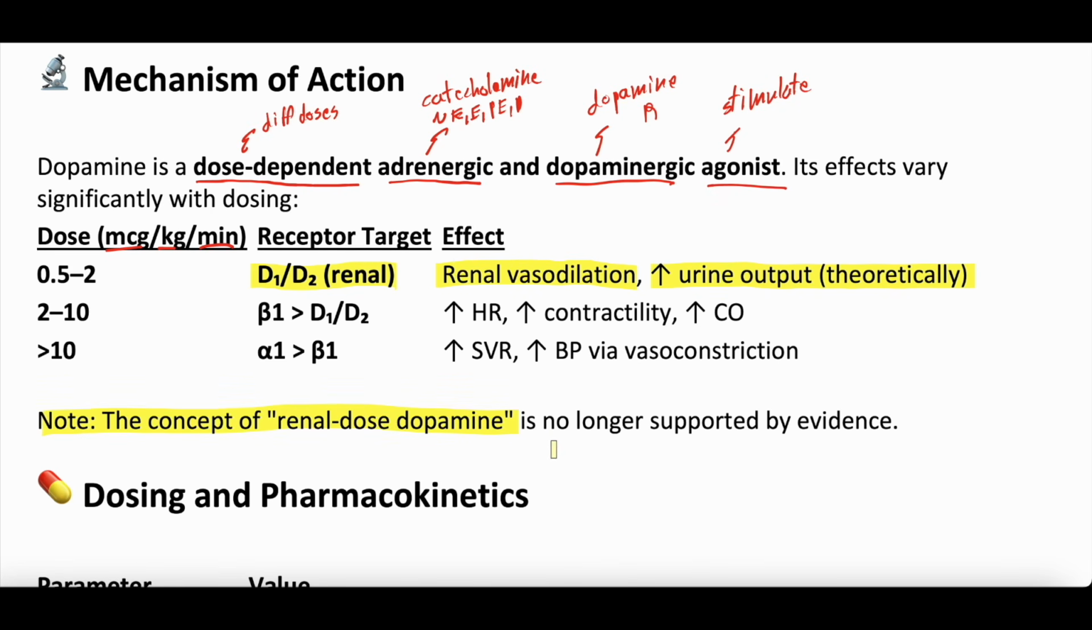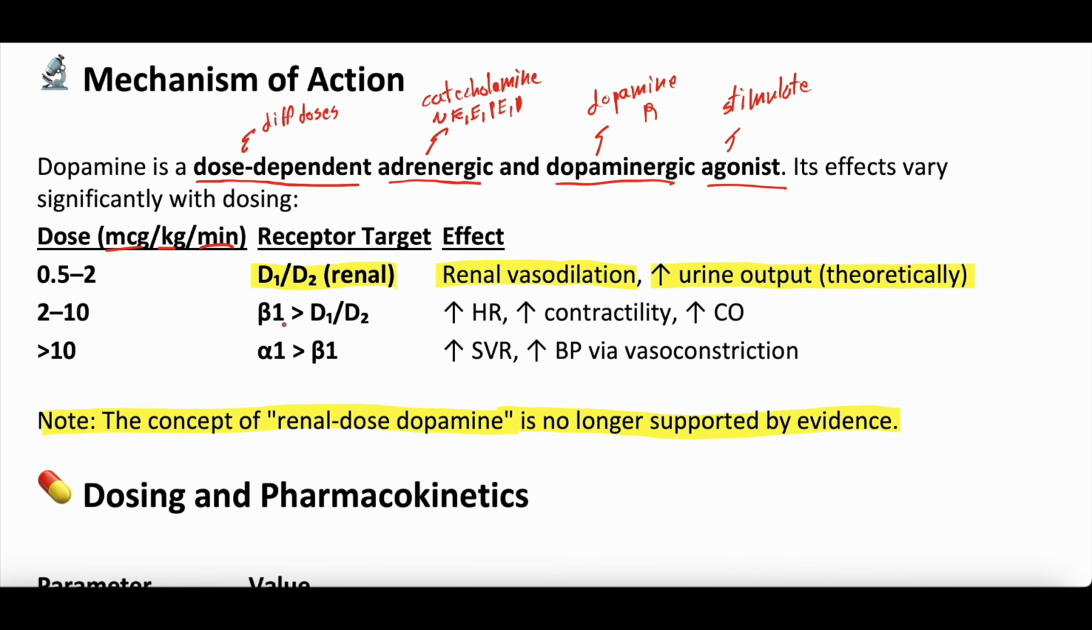You can use it for kind of renally dosed dopamine to protect the kidneys or improve renal function, but this isn't really supported by evidence any longer. So this renal dosed dopamine certainly isn't used, or I guess we should rephrase, there's no evidence or guidelines to recommend its use in this fashion. All right, so that's 0.5 to 2 micrograms per kilogram per minute. A little bit above that is 2 to 10 micrograms per kilogram per minute.